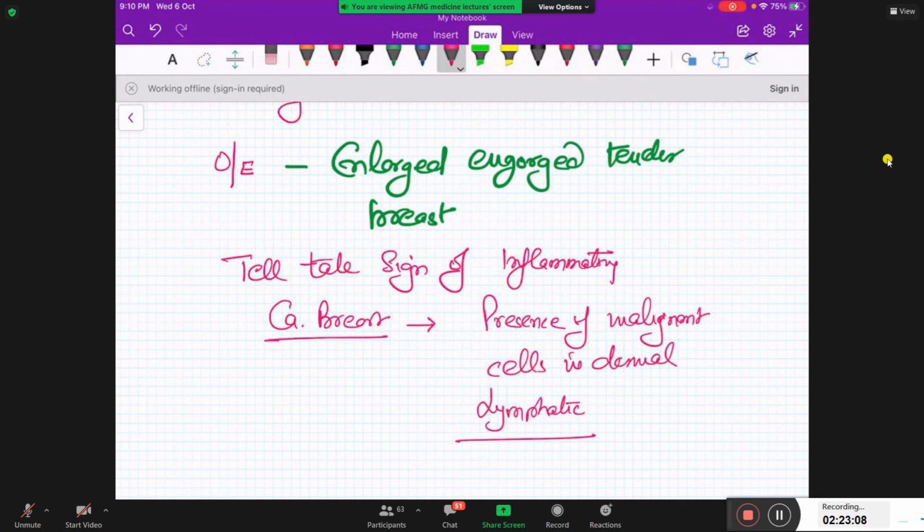Now let us see who will answer this question. What is the treatment of inflammatory carcinoma breast? Let's see who answers this.